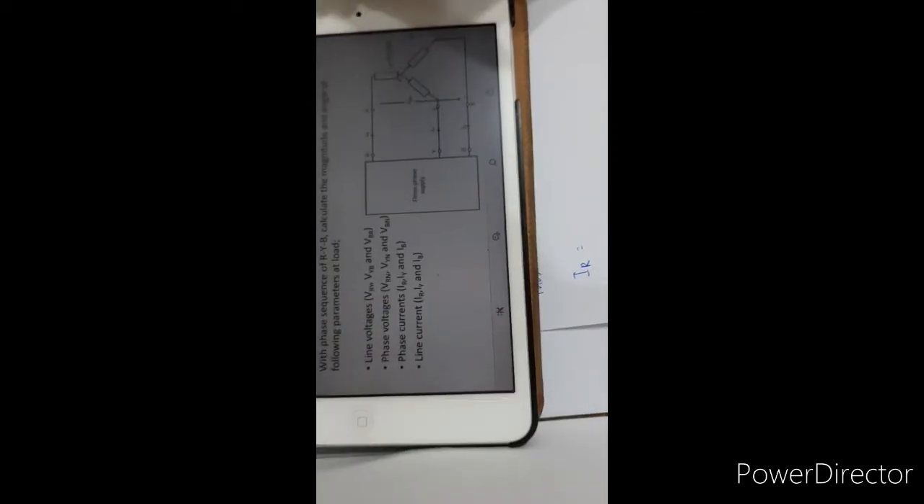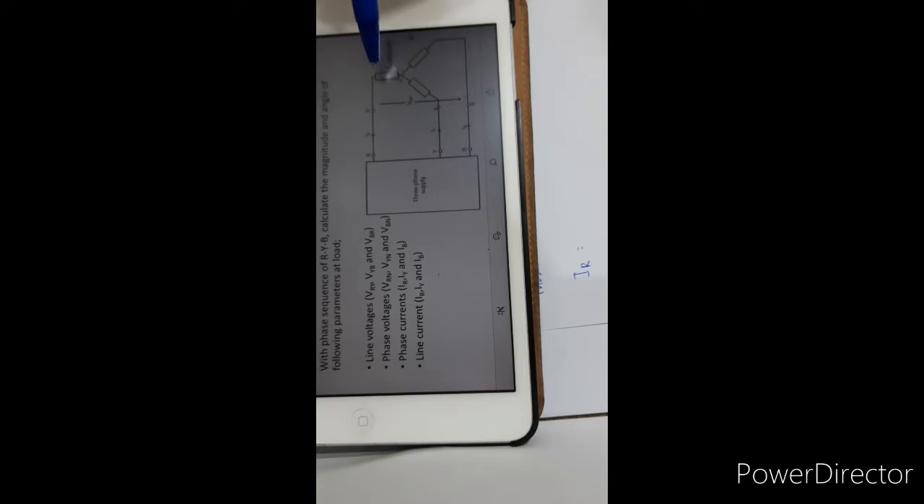Okay, so next we continue with phase current, which is IR, IY and IB. For delta-Y, if we refer to this diagram at the load side, remember this is the source and this is the load. The load side connection is Y.